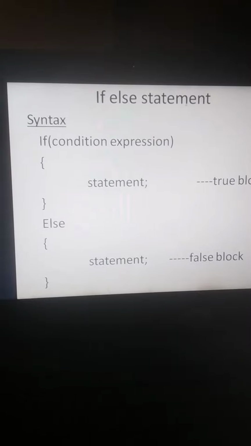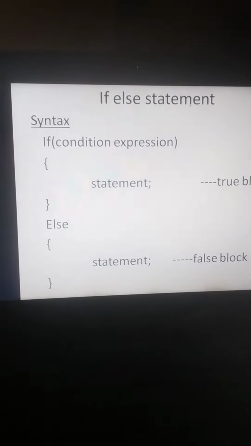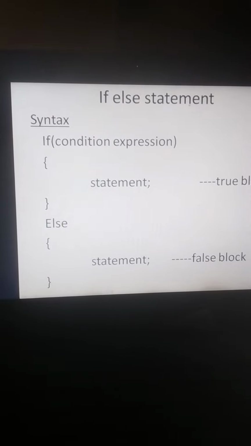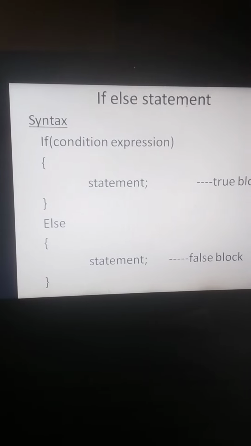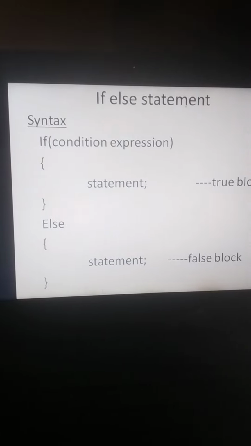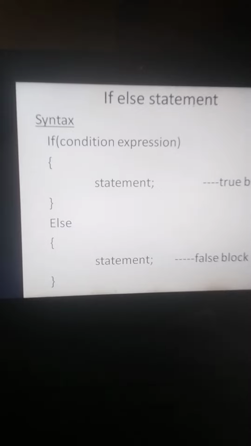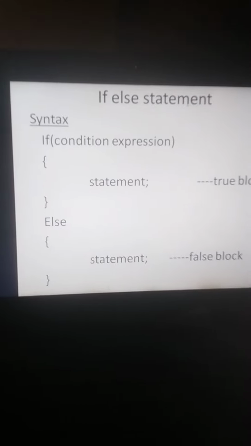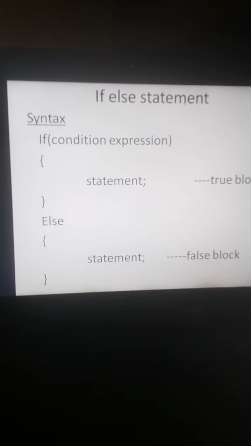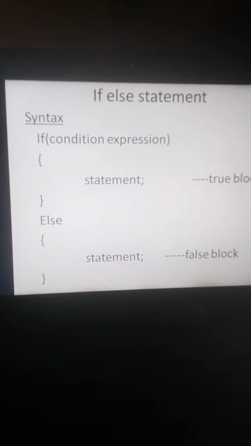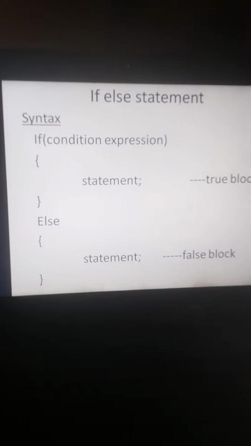In the examination you need to write the syntax and say that the if else statement has two blocks. First one is what? The true block, the second one is the false block. Under the true block the condition is going to be checked. If the condition is true, then the true block statement is going to be executed. If the condition is not satisfied, meaning false, then the else statement is going to be executed.